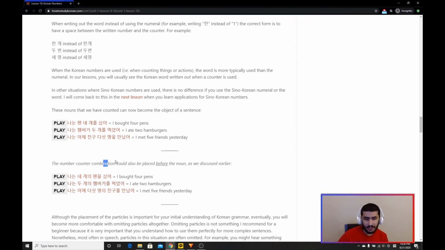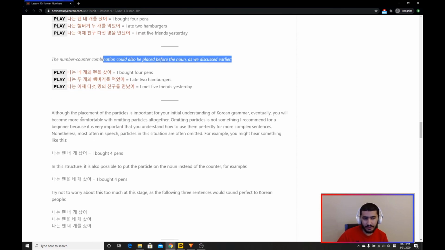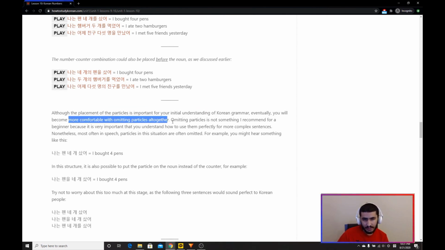The number counter combination could also be placed before. I'm not going to go over that. Again, if you want, you can check it out. I think it's just adding a little bit too much to the lesson. Although the placement, I guess it's good that he mentions it, but I wouldn't. Although the placement of the particle is important, eventually you'll be more comfortable with omitting it.